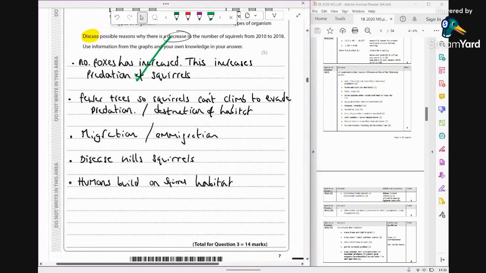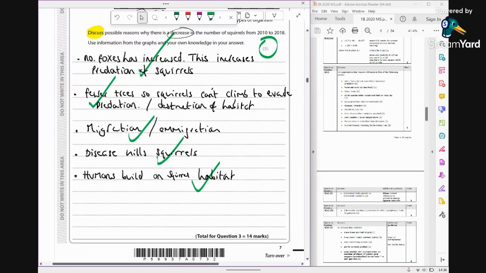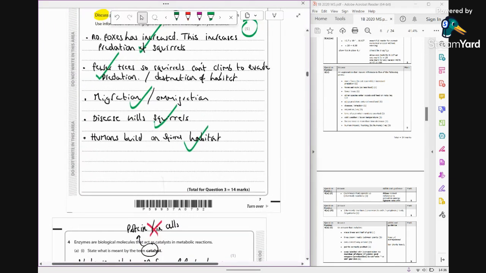Good. Trees, yes. Disease or infection, yeah. Migration, yeah. Humans build on squirrel habitat. Oh, human impact, yeah, good. Right, easy, good. 1, 2, 3, 4, good. 5 marks. Worth bearing in mind the other points here. Time of year when the numbers are counted, or the weather conditions. Interesting. Or the fox increases more than the tree decrease. Oh well, there's enough to say there for 5.